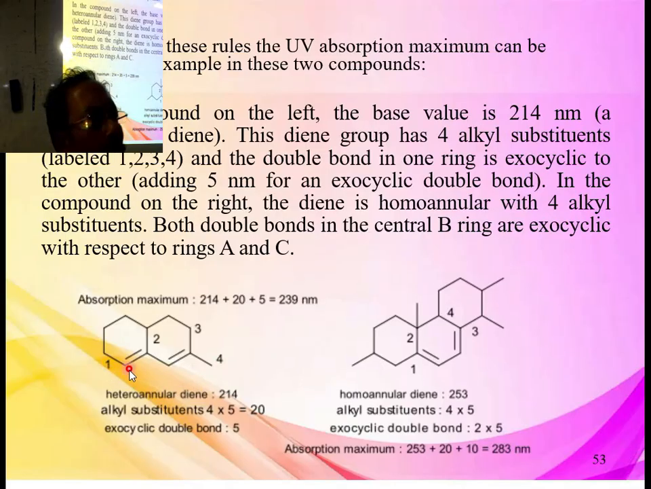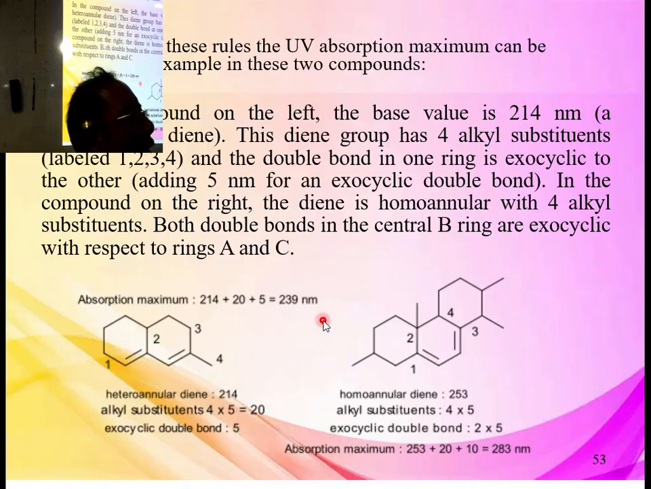So how many substitutions? 1, 2, 3 and 4 alkyl groups. This line is actually an alkyl group. Since CH2 is there, you can consider it an alkyl group. So 4 alkyl groups are there, and for each substitution, 4 into 5 is 20. Exocyclic double bond: this double bond is exocyclic, that's why 5 is added. So what will be the value? 239. Just add these values. The absorption maximum is found at 239.